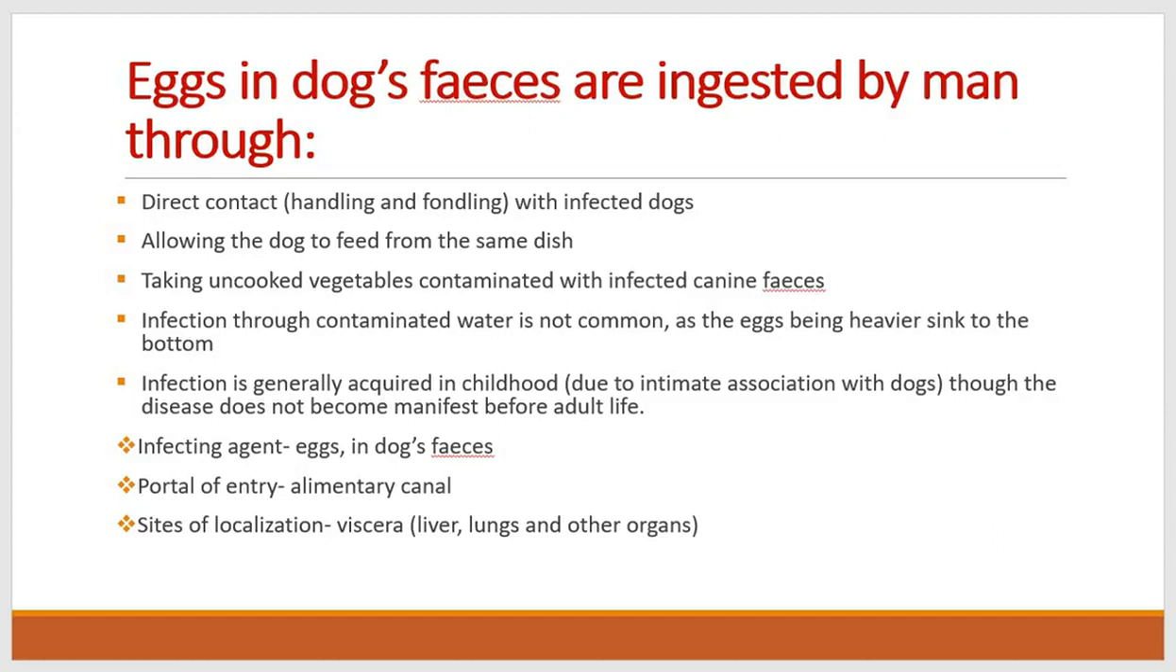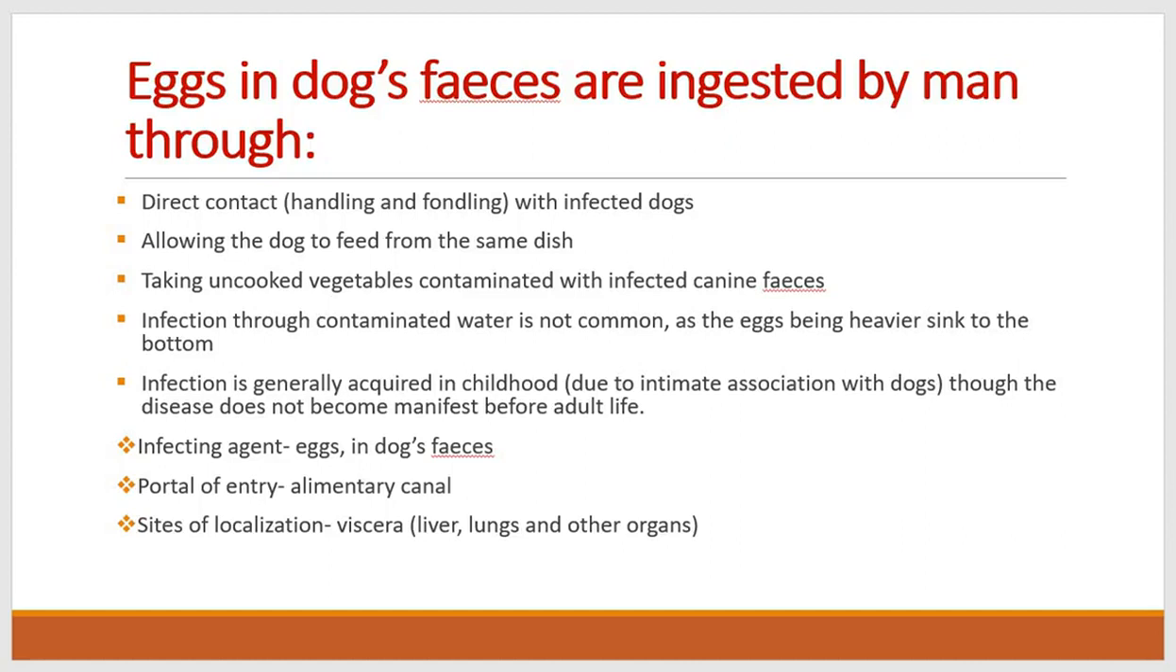Now how does this happen? It can occur through direct contact, handling and fondling infected dogs, allowing the dogs to feed from the same dish, or taking uncooked vegetables contaminated with infected canine feces. Infection is acquired in childhood, but it does not become manifest before adult life. Infection through contaminated water is uncommon because the eggs, being heavier, settle at the bottom.